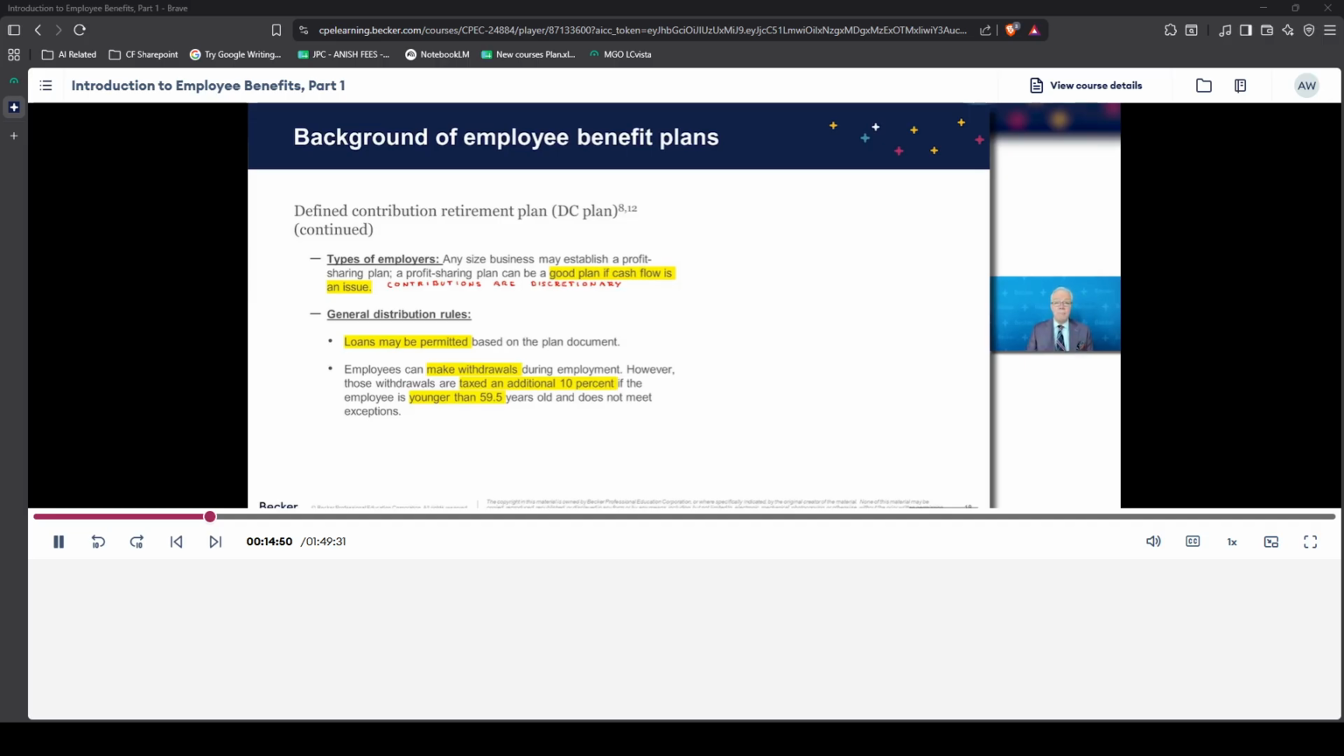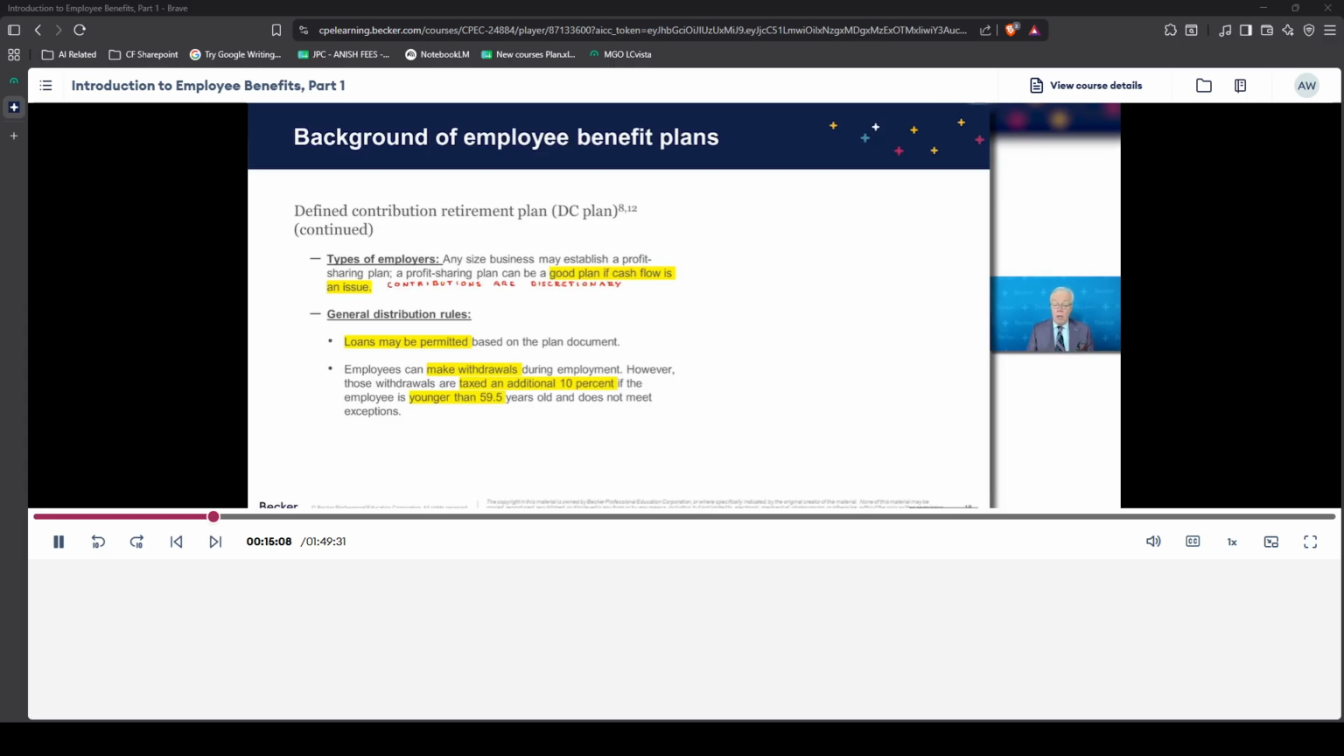Well, it's good for just about any company. And you may establish a profit sharing plan, or a profit sharing plan can be a good plan if cash flows are an issue. Because as I said, contributions are discretionary. One year you can put it in, the next year you can decide not to put it in.